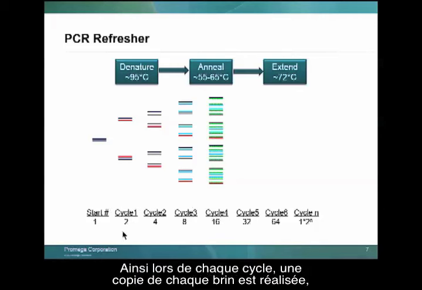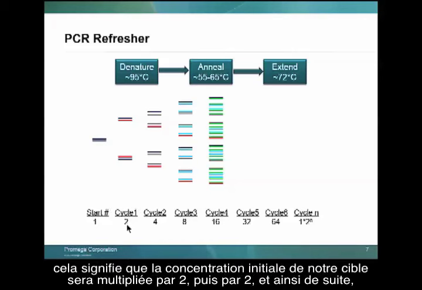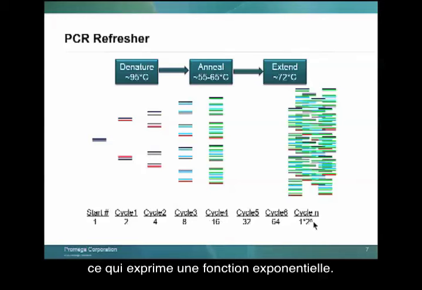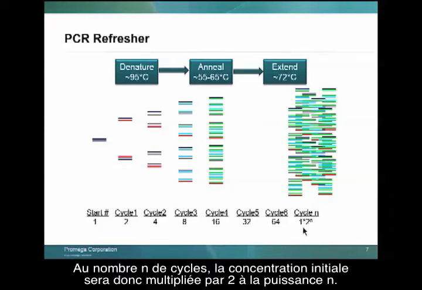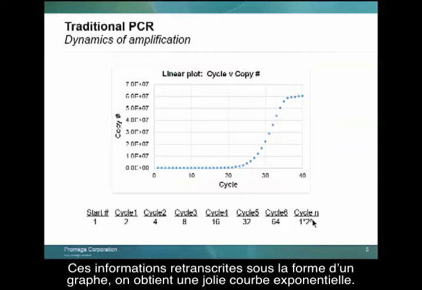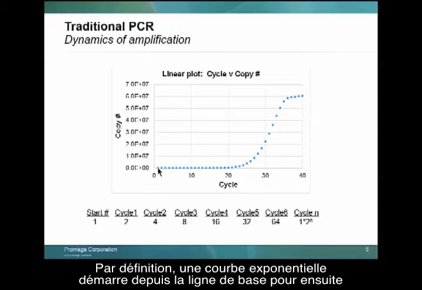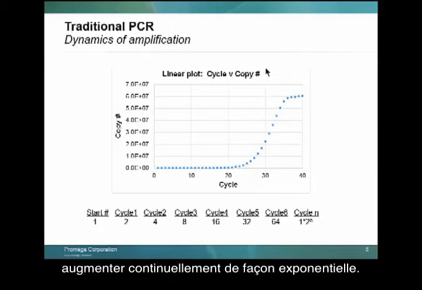And you can see that each cycle, if I'm copying every target strand, then I will have a reaction that looks like your starting concentration times 2, times 2, times 2, times 2, which we express then as an exponential. So this is going to be my starting concentration times 2 to the nth power, where n indicates the number of cycles. If we graph this information, you will see a nice exponential curve. So here I'm graphing copy number versus cycle. An exponential curve would start close to baseline, and then would increase exponentially and keep increasing.